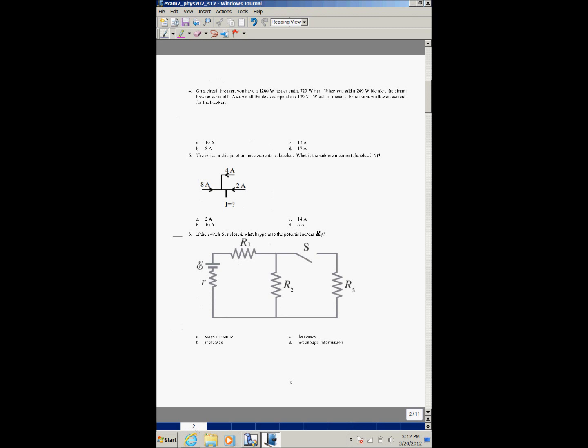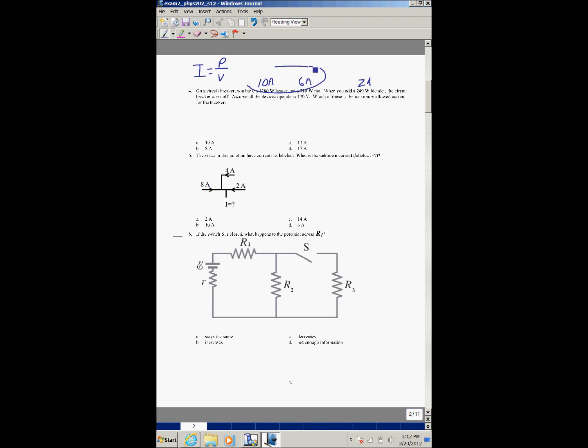Circuit breaker: you have a 1200 watt heater and a 720 watt fan. You add a 240 watt blender. The circuit breaker turns off. They all operate at 120 volts. I can calculate the current for each. It's just power over voltage. So 1200 over 120 is 10 amps. 720 over 120 is 6 amps. And this is 2 amps.